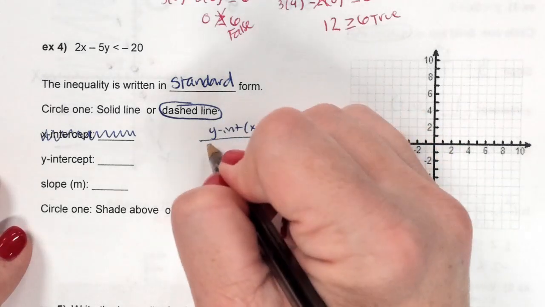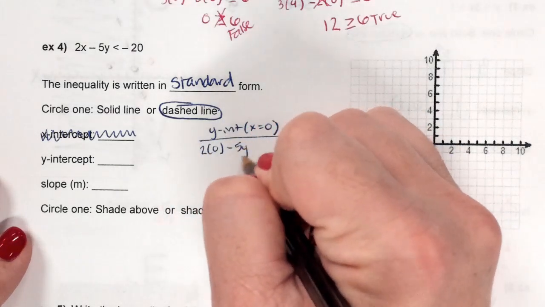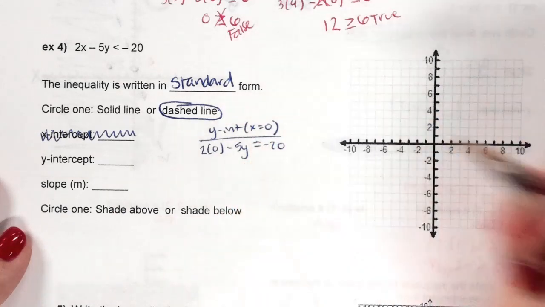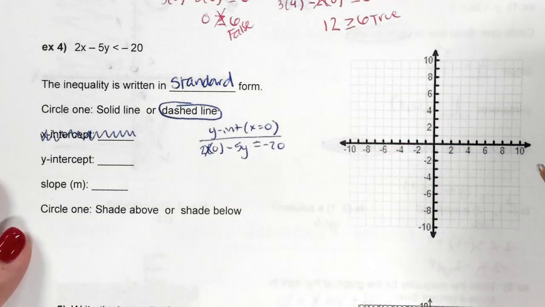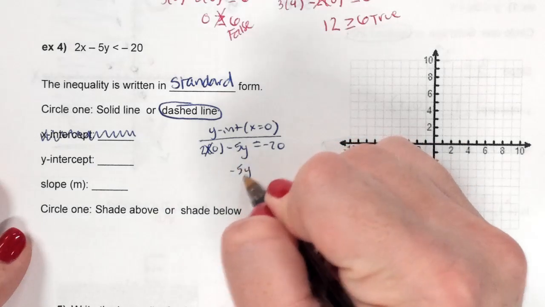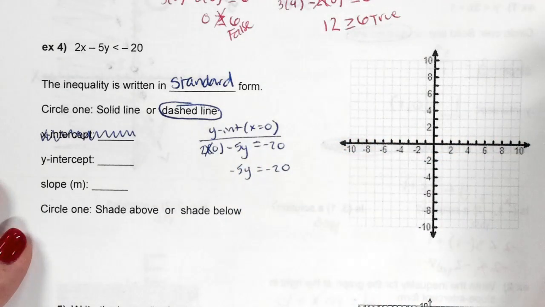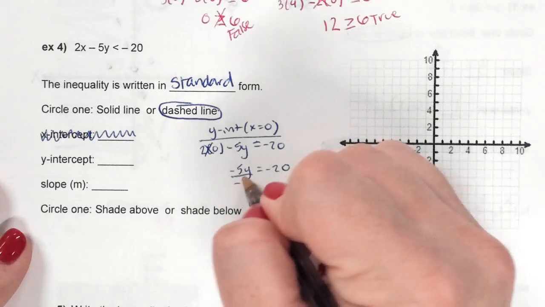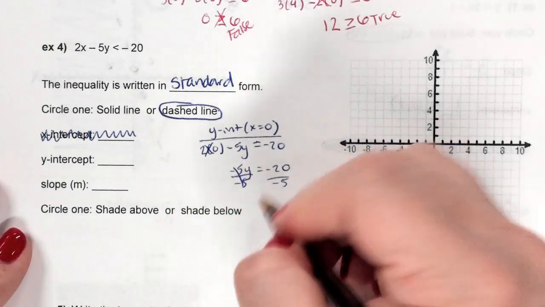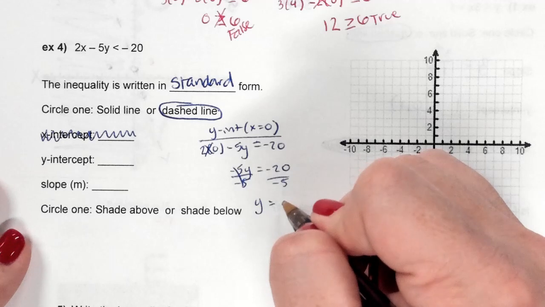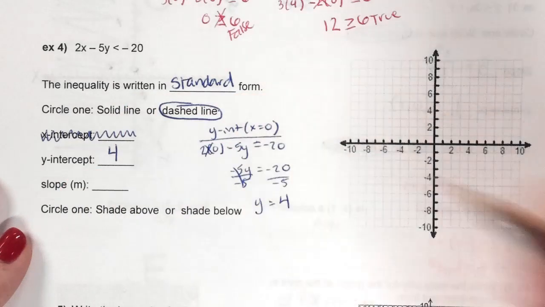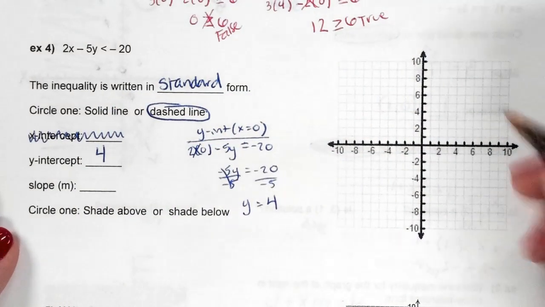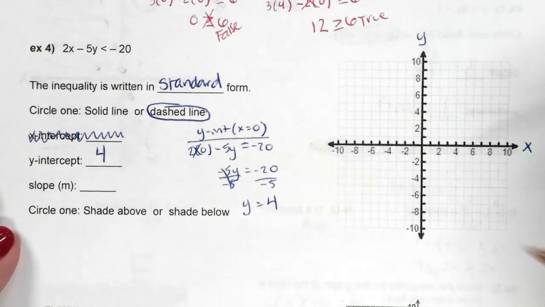Okay, so we have 2 times 0 minus 5y equals negative 20. Well, 2 times 0 is 0. How do I solve that now? What do I do? Divide both sides by negative 5. And I get y equals what? Positive 4, because 2 negatives makes a positive. So my y-intercept is 4. So this time, on my y-axis, I'm going to put a point at 4.